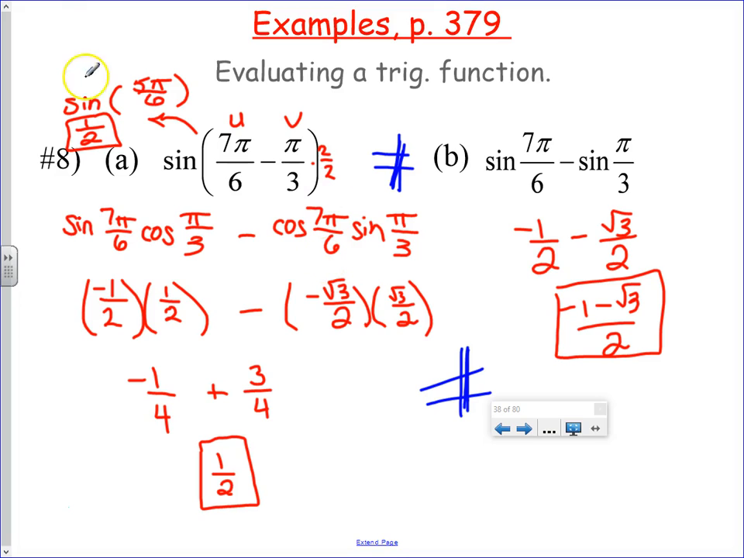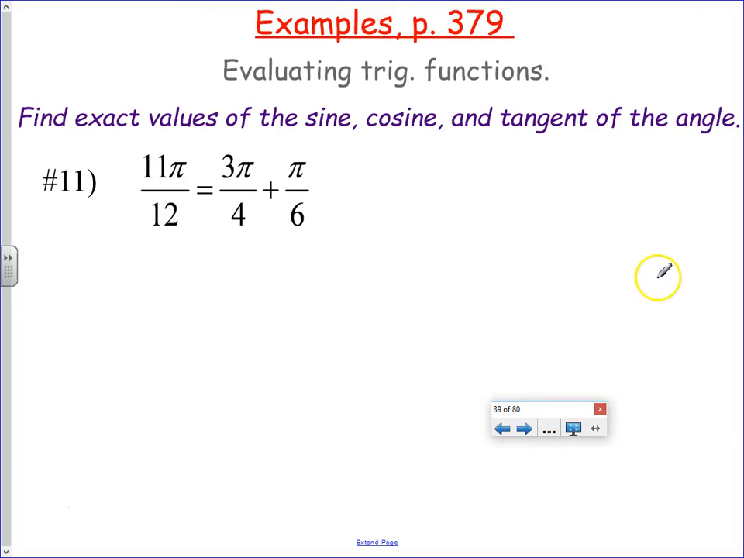Okay? So that's a good way to think about it. You cannot multiply sine, and the same goes for cosine or tangent or secant or cotangent. There you go. All right.